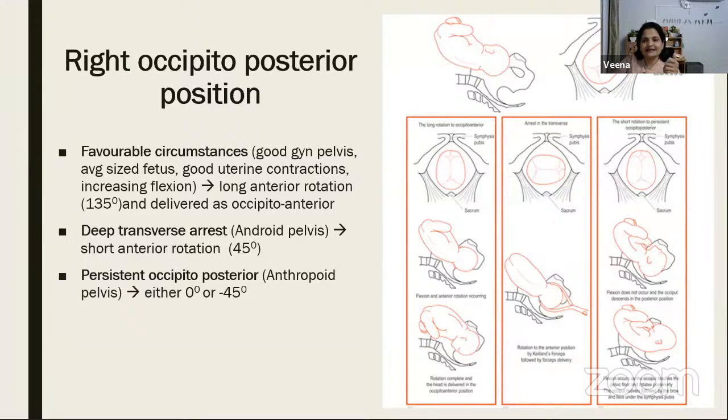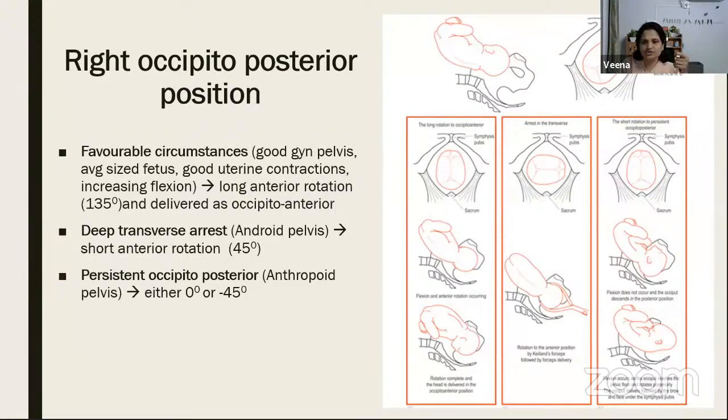That's called a sacral arrest. Because the occiput is directly next to the sacrum, it is called a sacral arrest. Okay, so there are different outcomes now. The most common is the favorable circumstance where it will turn 135 degrees anteriorly and deliver as occiput anterior. Then in android pelvis, we'll have deep transverse arrest, delivered by cesarean section. Okay, in anthropoid pelvis, we can have persistent occiput posterior.